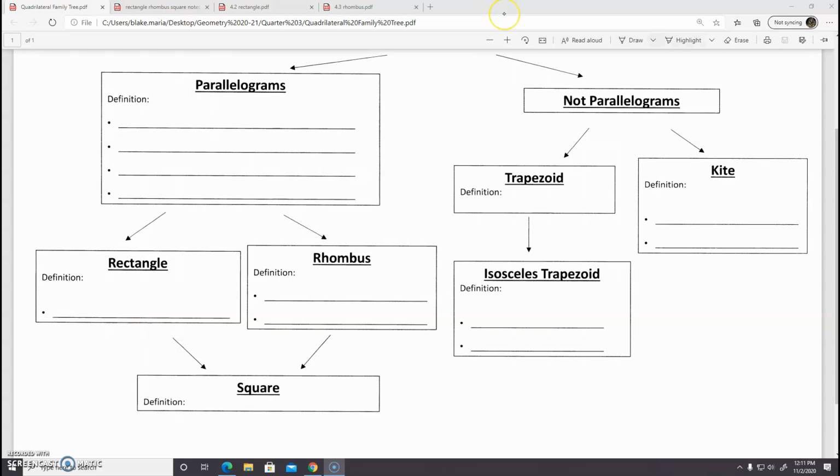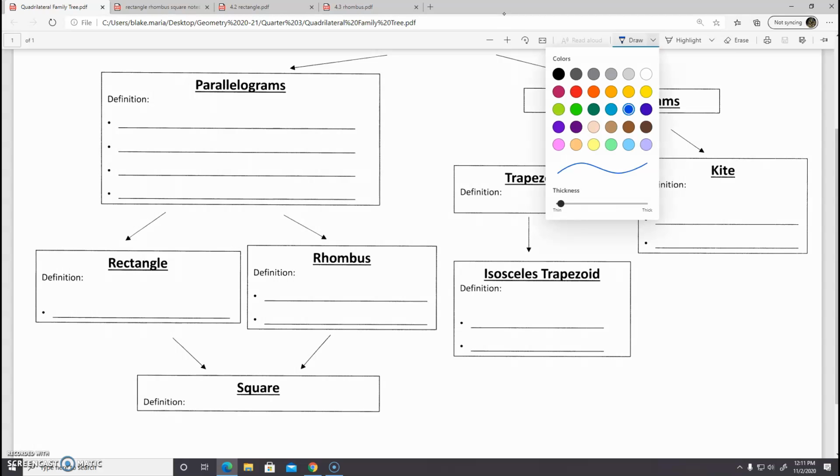All right, guys. Today, on your family tree, you should already have filled out quadrilateral and parallelograms. So now we're going to talk about the three different types of parallelograms. So the first one is a rectangle.